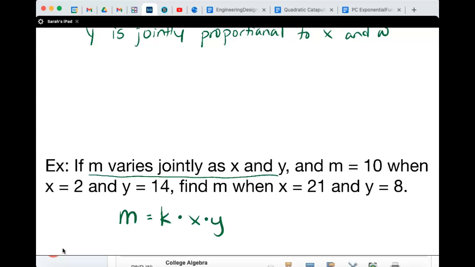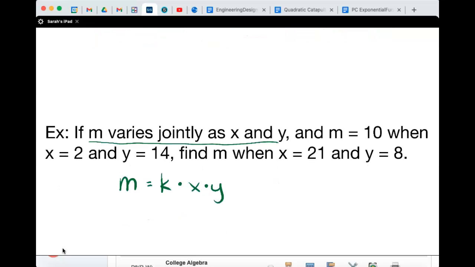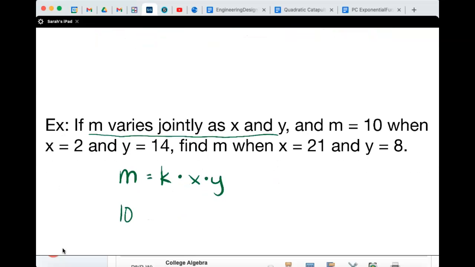It always goes in order, they're not very creative, so put your variables in order. We always need to plug in our k value because we have a constant that we're always going to have in a variation problem. We need to figure out what this constant is before we can do this very last part. So this information, the 10, 2, and 14, we're going to substitute in and solve for m to actually write my variation equation. So m equals 10 is going in, k is what we're trying to find, 2 is going in, and 14 is going in.